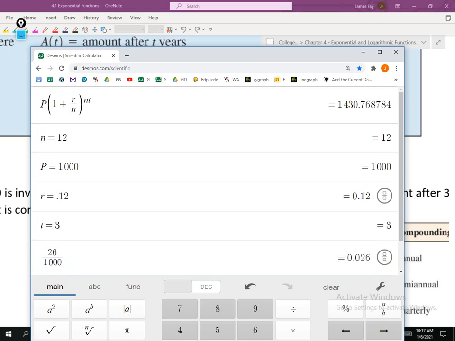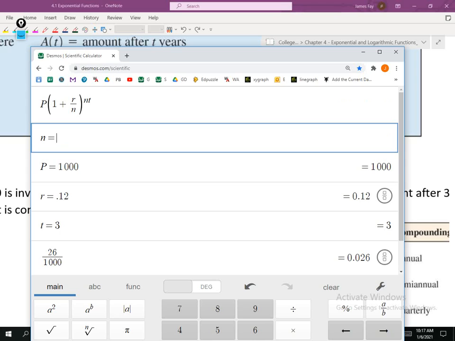But what if we do this weekly, change it to 52? Now we've made more money, right? Now we went from 1430 up to 1432. Let's do it daily. So 365, do it daily. So we went from 1432 when I did it weekly, and now it goes up by, it's not even a full dollar when I do it daily, okay?